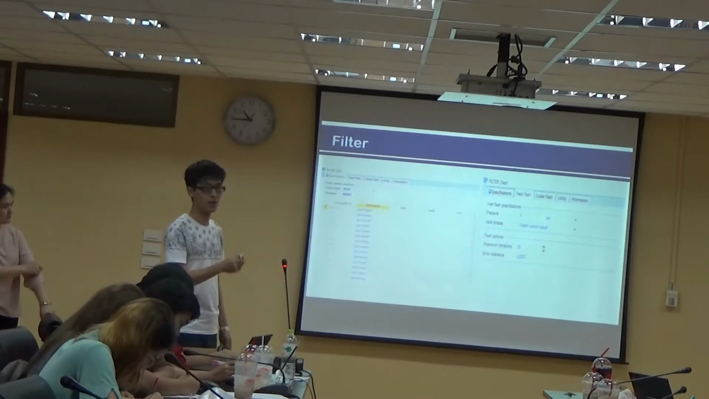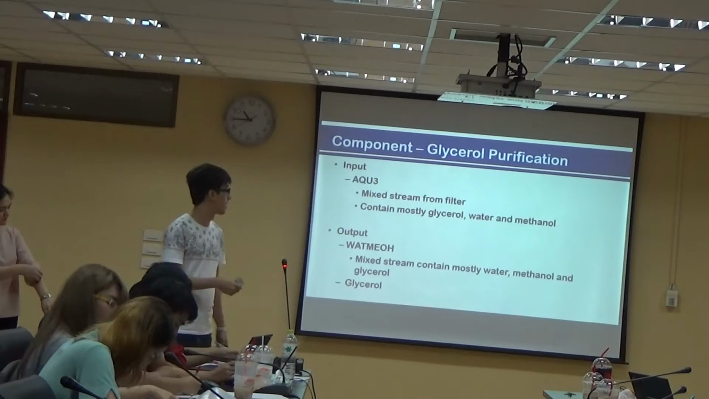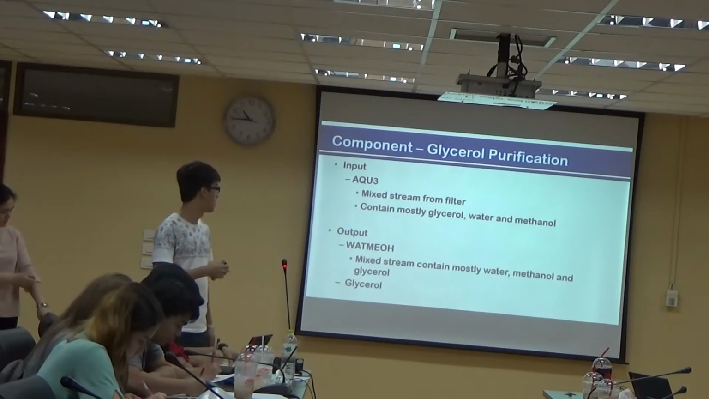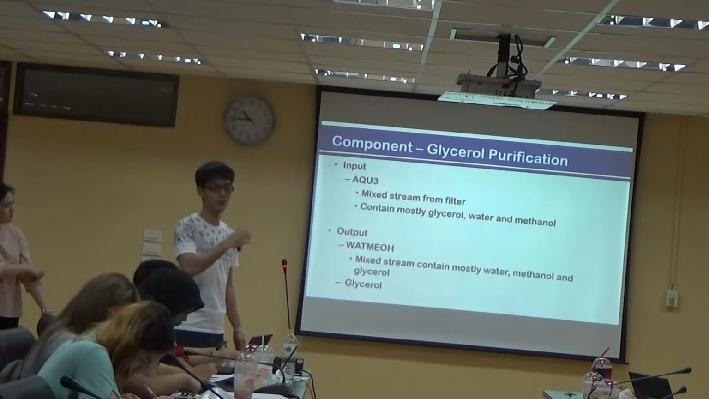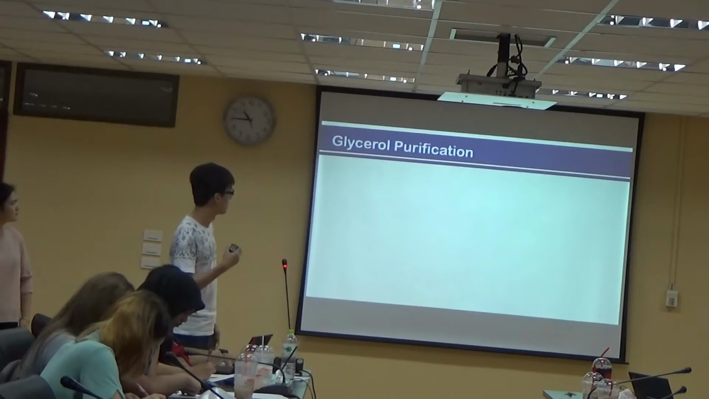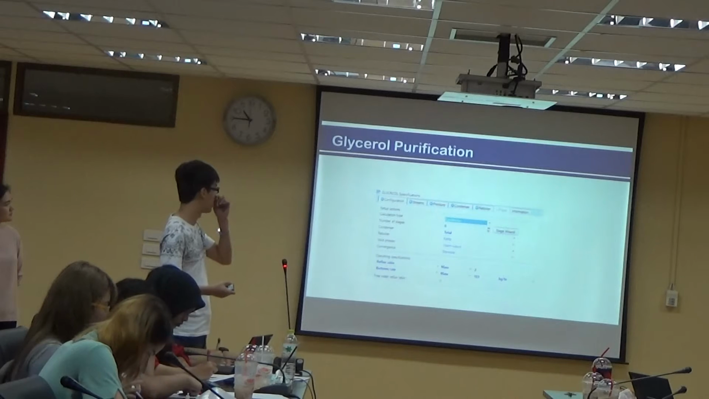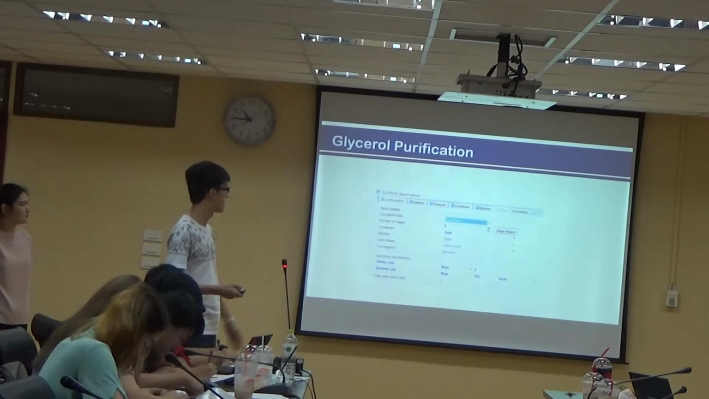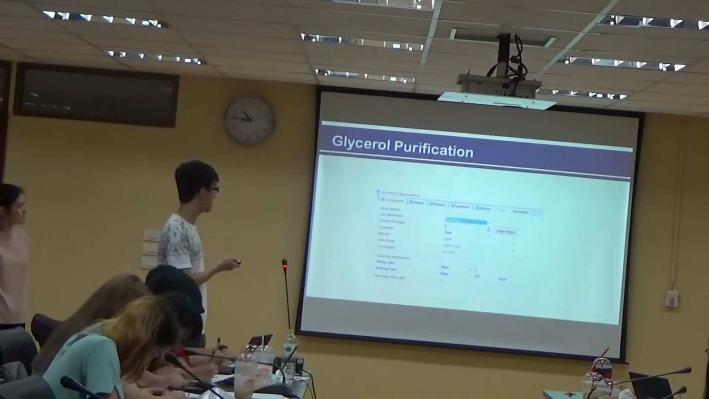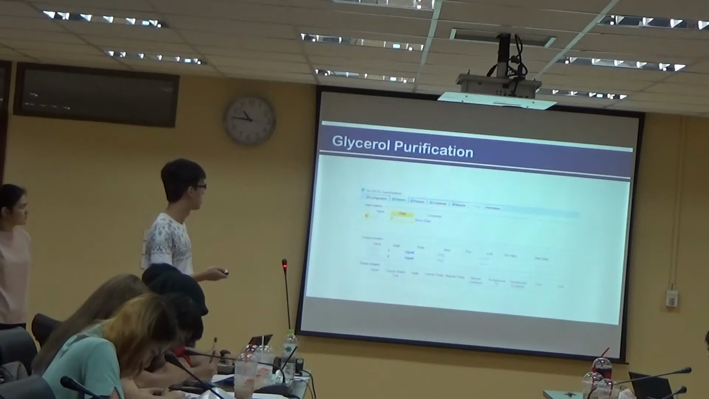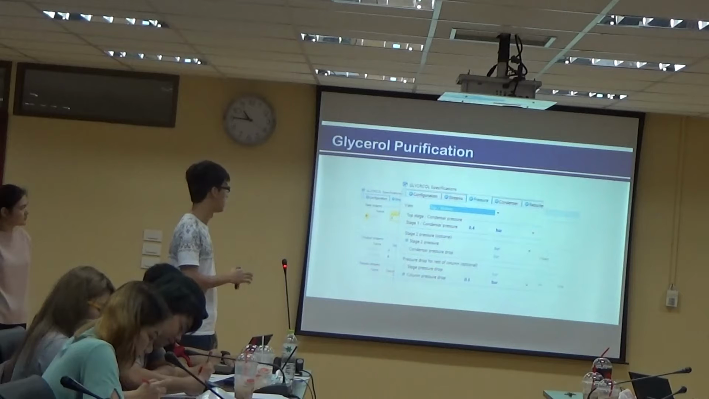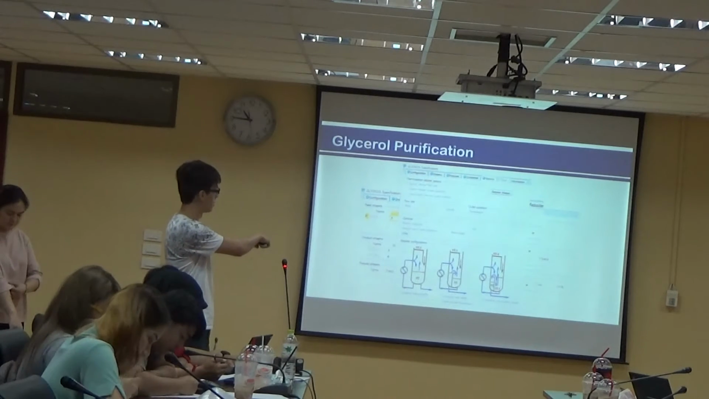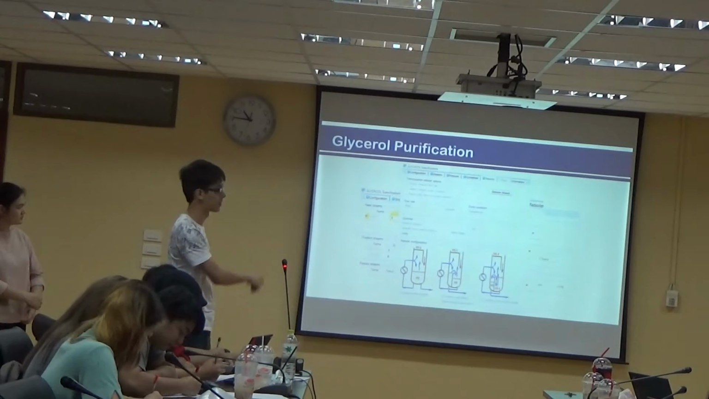And the last part is the glycerol purification. So the stream will come from the filter and contain mostly glycerol, water, and methanol. And for the output, it will be a mixed stream of water, methanol, and glycerol. In the setting of the glycerol purification column, they have 6 stages, and they have a reboiler, the kettle type, and the valid phases are vapor-liquid. And for the next one is a stream, they have 3 per stage, and the pressure will be 0.4 bar, and they have 2 stages also, and the condenser pressure will be 0.1 bar. And for the reboiler, there's a figure of the reboiler configuration at the bottom of the slides.